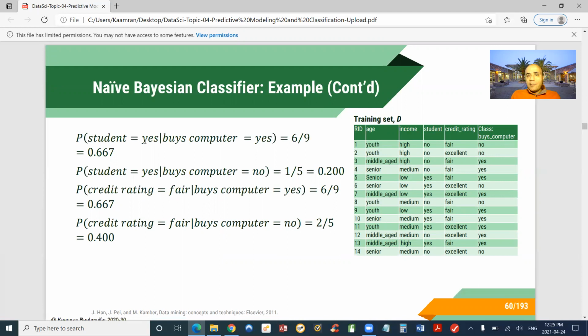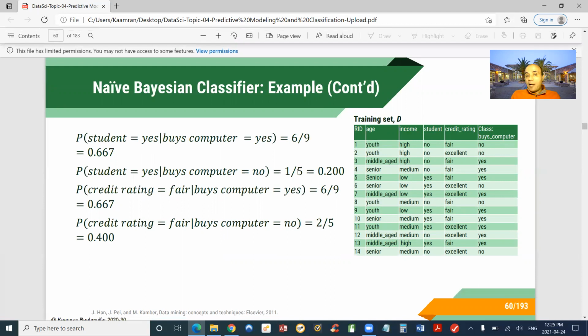Yes and a student yes, that's 6 over 9. No and a student yes, that's 1 over 5. 5 being no's and 9 being yeses. Yes and credit rating is fair, that's 6 over 9. No and credit rating is fair, that's 2 over 5. Again, 5 and 9 are the target column, the last column.